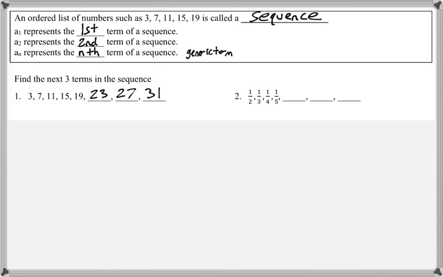Now, this specific type of sequence is called an arithmetic sequence, which we will talk about later, but I'm just going to label it.